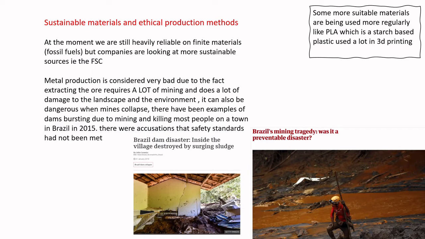Metal production is one that's considered very bad for the environment. We don't do a lot of metal production in the UK because we don't have a lot of the ores. But you have to extract those ores, which requires a huge amount of mining, and it does a lot of damage to the landscape. So you end up with these huge mines. They can also become quite dangerous because they can collapse, which can result in things like landslides or floods that can actually kill loads of people.